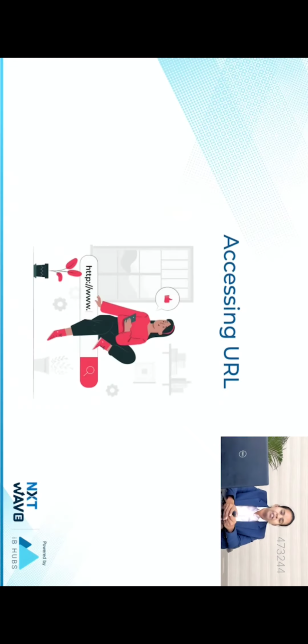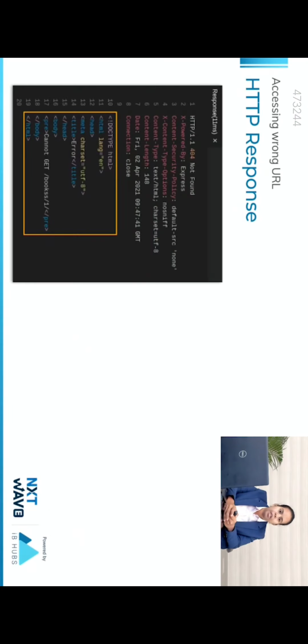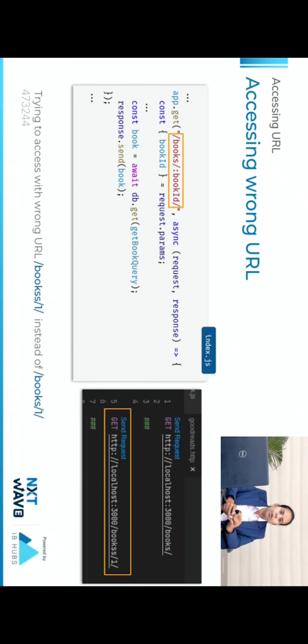Okay, clear? Another common error is accessing the URL. There you can see we are trying to access a URL, say /book/1. In such a scenario you will get an error saying cannot get /book/1. Here, the API that we want to handle has the path /book/:bookID. But when we are sending the request, we have written /books, there's a double s, then /1. So the URL that we are trying to request is wrong. We have to correct the path.